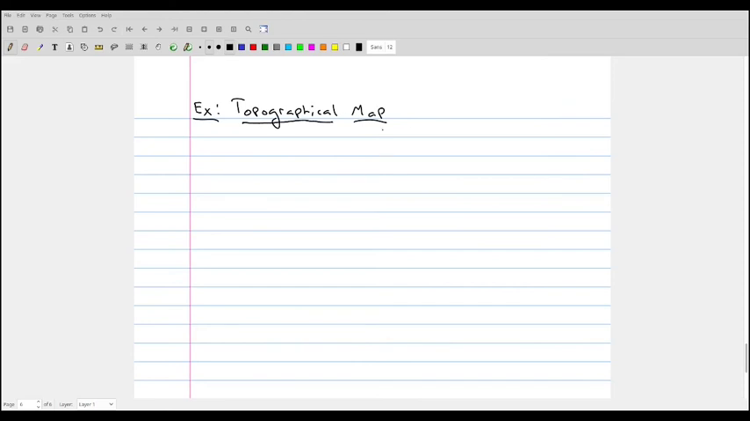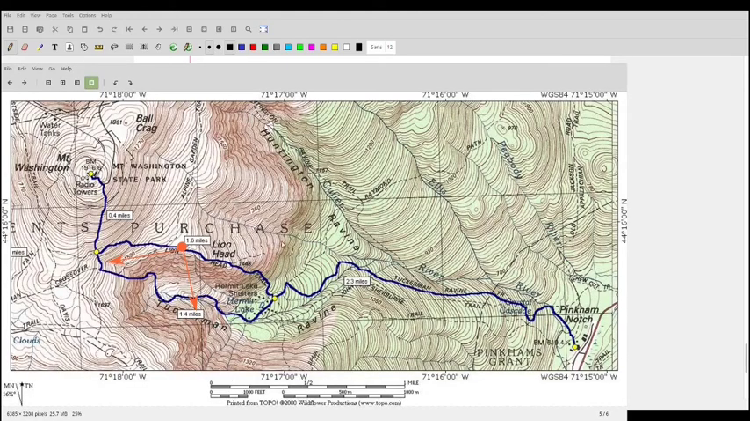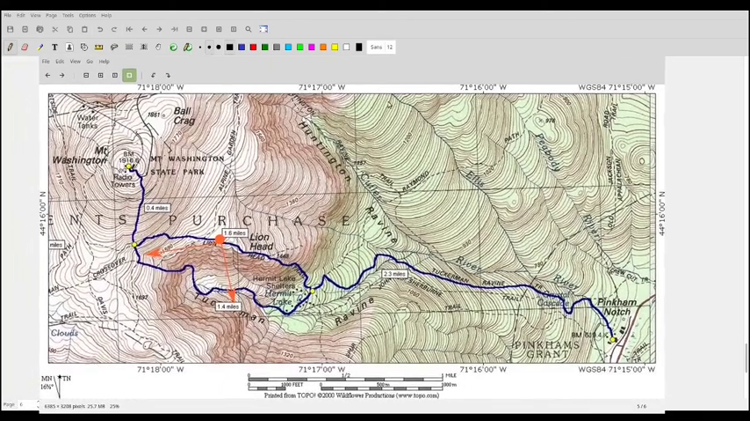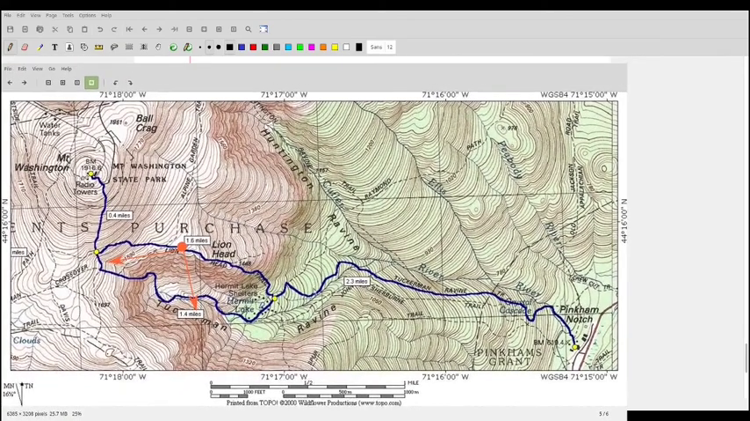Which is not that tall compared to some of the mountains out west or in other parts of the world, but it's definitely a challenge to hike it. It's Mount Washington. So if we open up a topographical map of Mount Washington, we can see that it looks exactly like this right here.